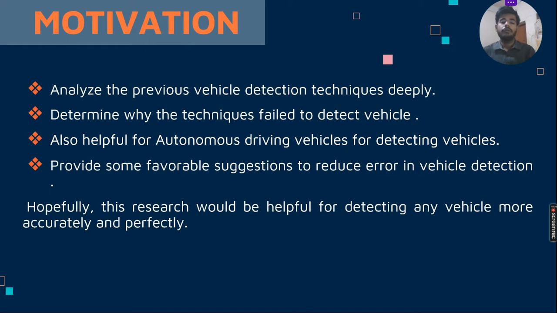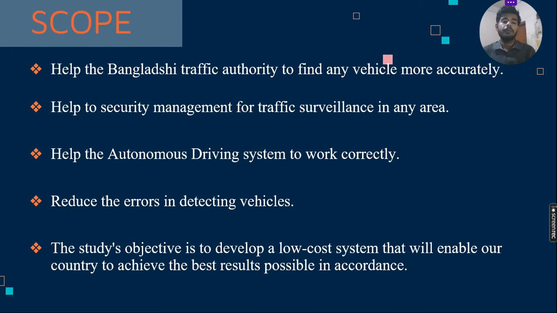Motivation: analyze the previous vehicle detection techniques deeply, and determine why the techniques fail to detect vehicles. Also helpful for autonomous driving vehicles for detecting vehicles. Provide some favorable suggestions to reduce error in vehicle detection. Hopefully this research would be helpful for detecting any vehicle more accurately and perfectly. Scope: help the Bangladeshi Traffic Authority to find any vehicle more accurately, help the security management for traffic surveillance in any area, help the autonomous driving system to work correctly, and reduce the errors in detecting vehicles.